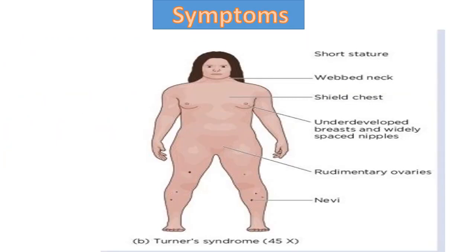And due to lack of this one X chromosome, a female born with Turner syndrome will be sterile, and these females will have short stature, means short height, webbed neck, okay, swollen neck, shield chest, and underdeveloped breast and widely spaced nipples, rudimentary ovaries, means very small ovaries which will not produce healthy ovum, and nevi, means many birthmarks will be present on the body.